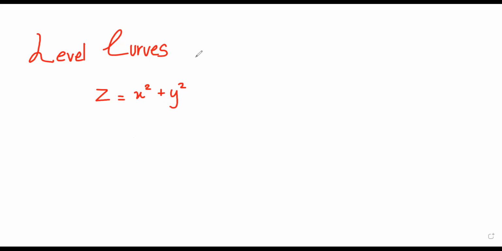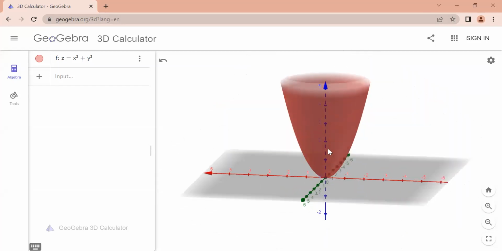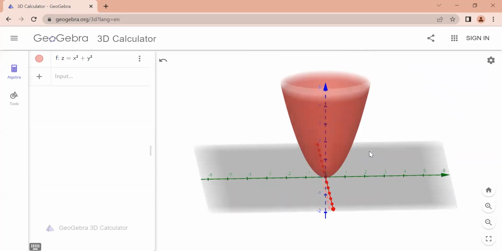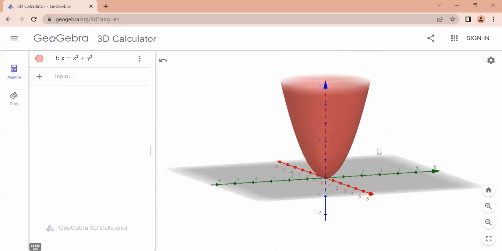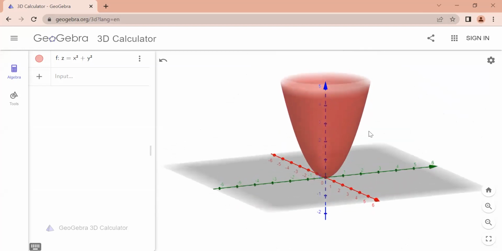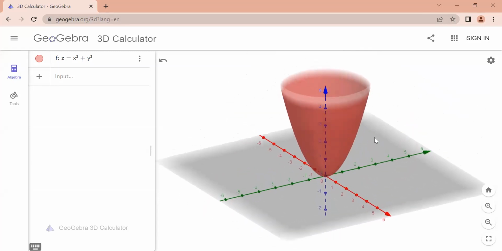So let's demonstrate how it's going to be in the GeoGebra software. If you use the GeoGebra software, please try to sketch this graph on your own, and if you check it in GeoGebra, it's going to be like this. Let's say the red and green are the x and y axes, and the blue one is z. Now we are going to learn how to plot the level curves.